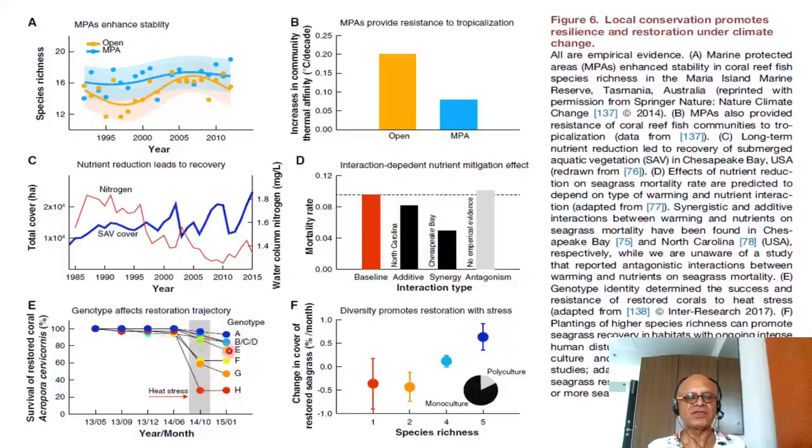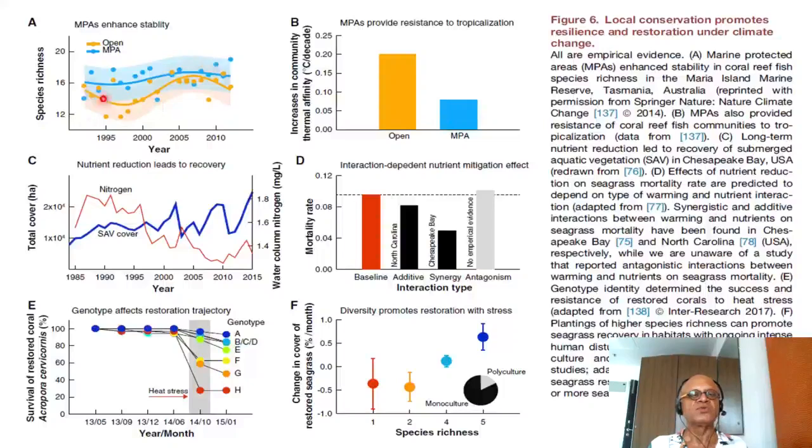Some are doing fine through the heat stress, some are doing less well, and some are basically crashing even after restoring the coral. Similarly, increases in community thermal affinity in degrees C per decade with the warming. So open marine protected areas provide resistance to tropicalization. This is the expansion of species like mangroves into salt marshes and so on. So in the open ocean versus marine protected areas.